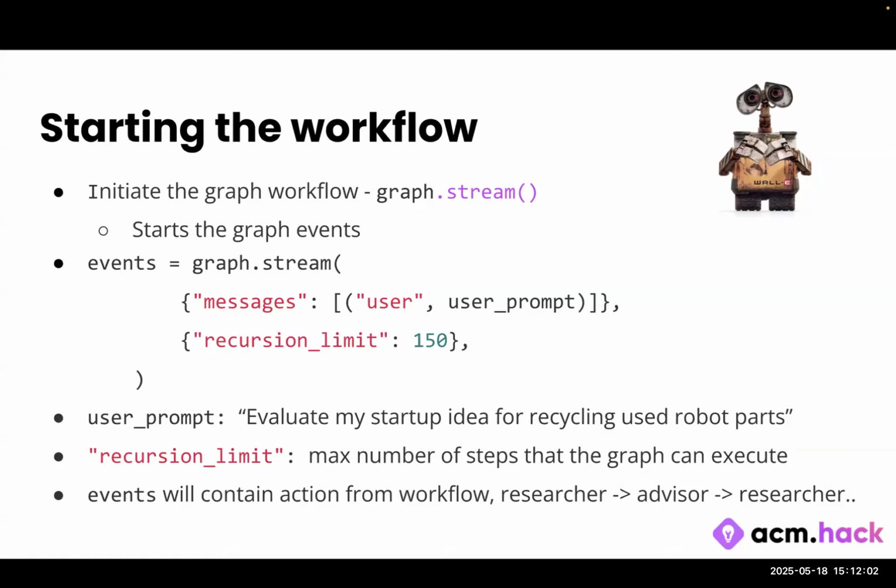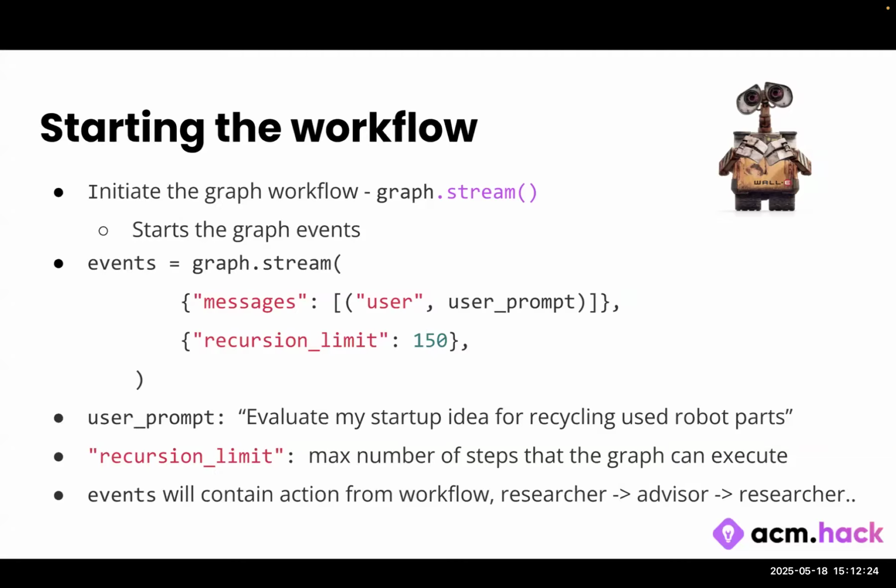And then a recursion limit, as Sebastian was saying, is the max number of steps that the graph can execute. We want to keep a hard cap on this. 150 is honestly pretty high, but you can set it lower. That's just so that if we do end up getting stuck in some sort of loop, or if we're going too long, we don't consume all our API credits.